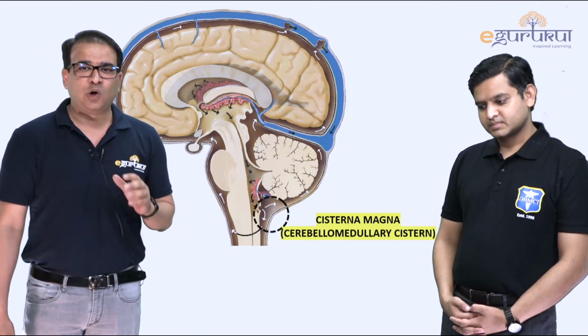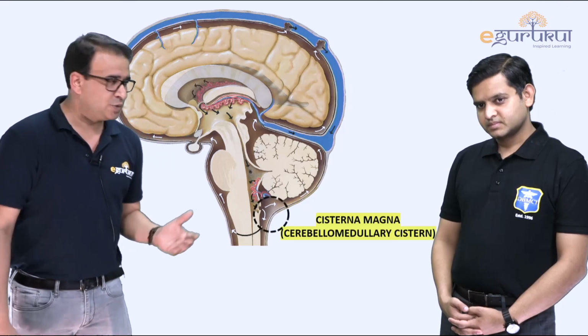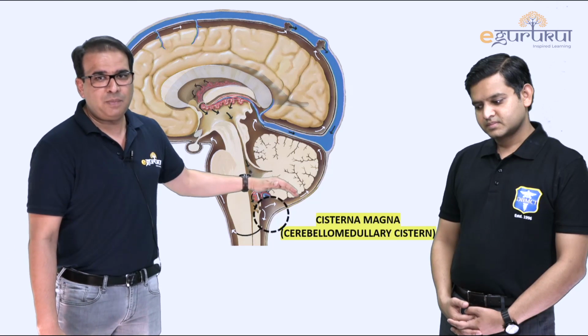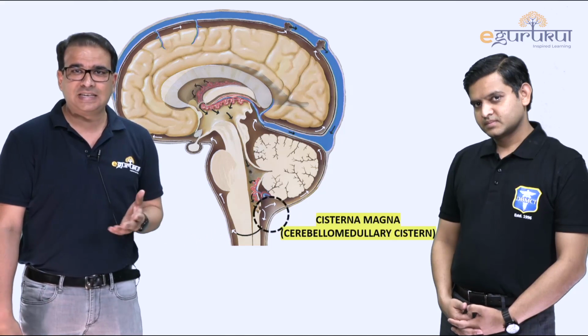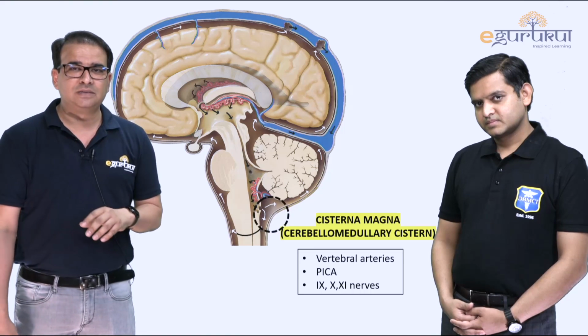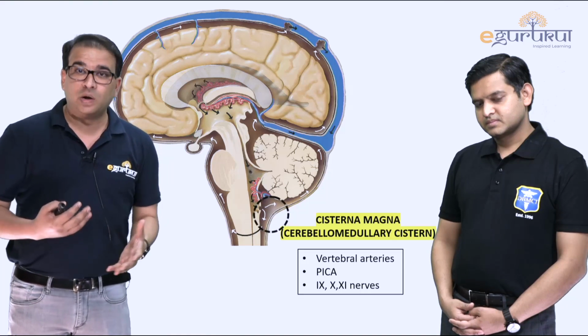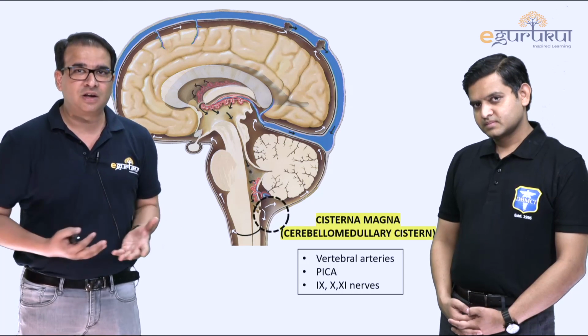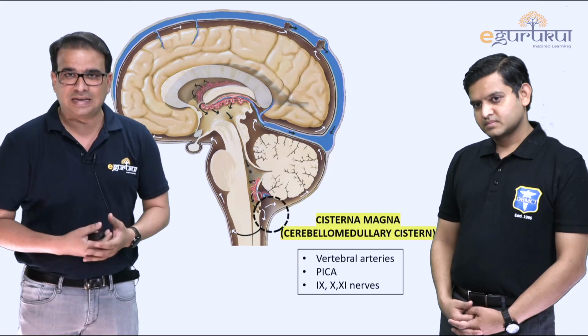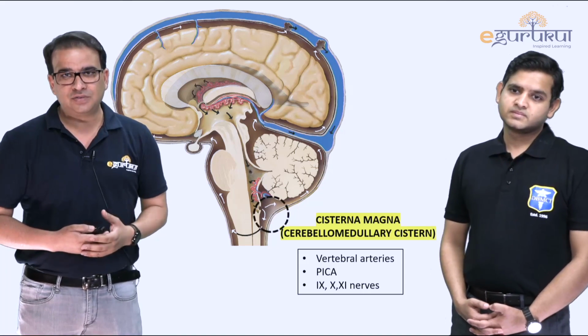Now in the series, let's start with the cistern present in the lower part below the cerebellum and behind the medulla oblongata, called cisterna magna, also called the cerebellomedullary cistern. As you can see, it is present between the inferior part of the cerebellum and behind the medulla oblongata. It's a larger cistern as the name suggests, and its content includes the initial part of the vertebral artery. It contains a branch of the vertebral artery, one of the most tortuous arteries in the human body, the PICA, the posterior inferior cerebellar artery, and the 9th, 10th and 11th nerves are also seen.